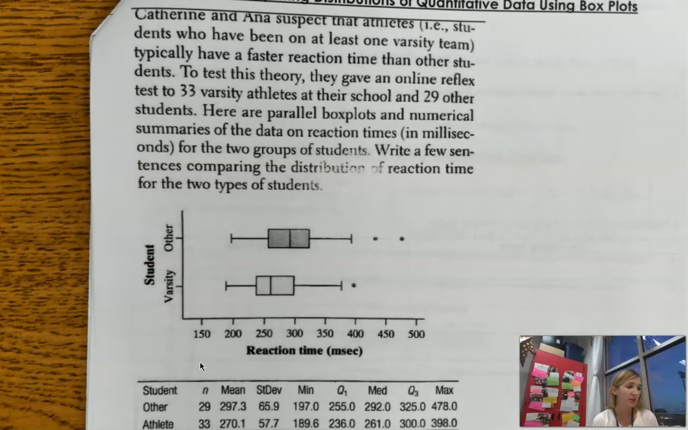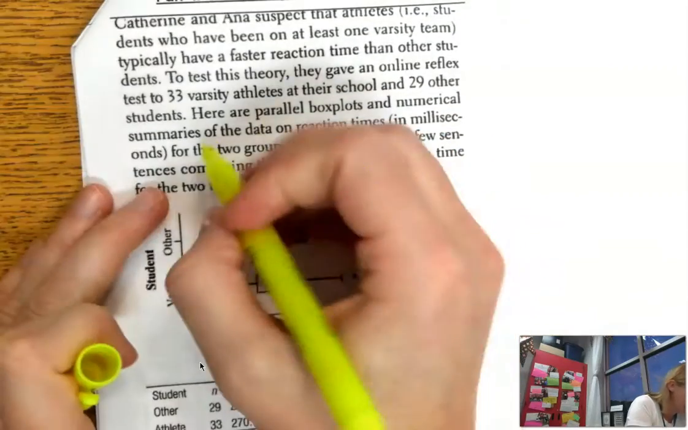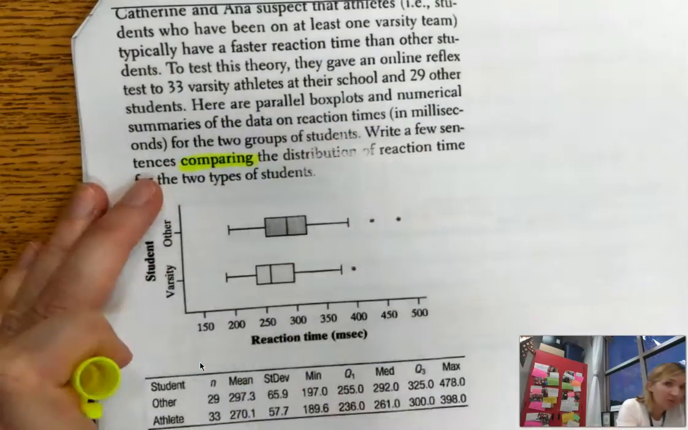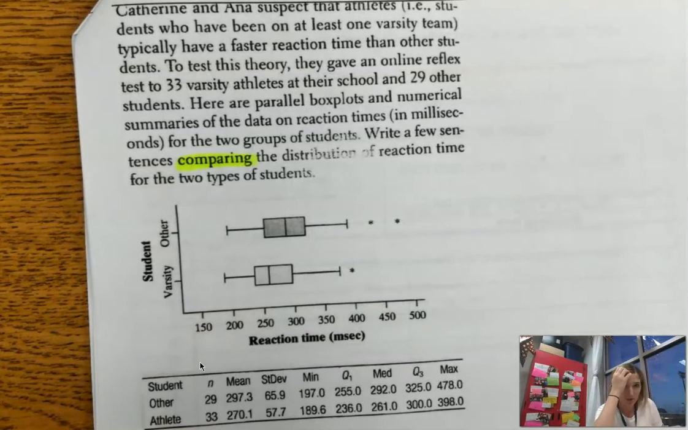Write a few sentences comparing the distribution of reaction time. All right, the word comparing. You should automatically think comparing and describing. It's very prescriptive. They want you to say certain things, right? So think about the certain things that we should address. Hint, there's 4 letters that we should address. What are those 4 letters?